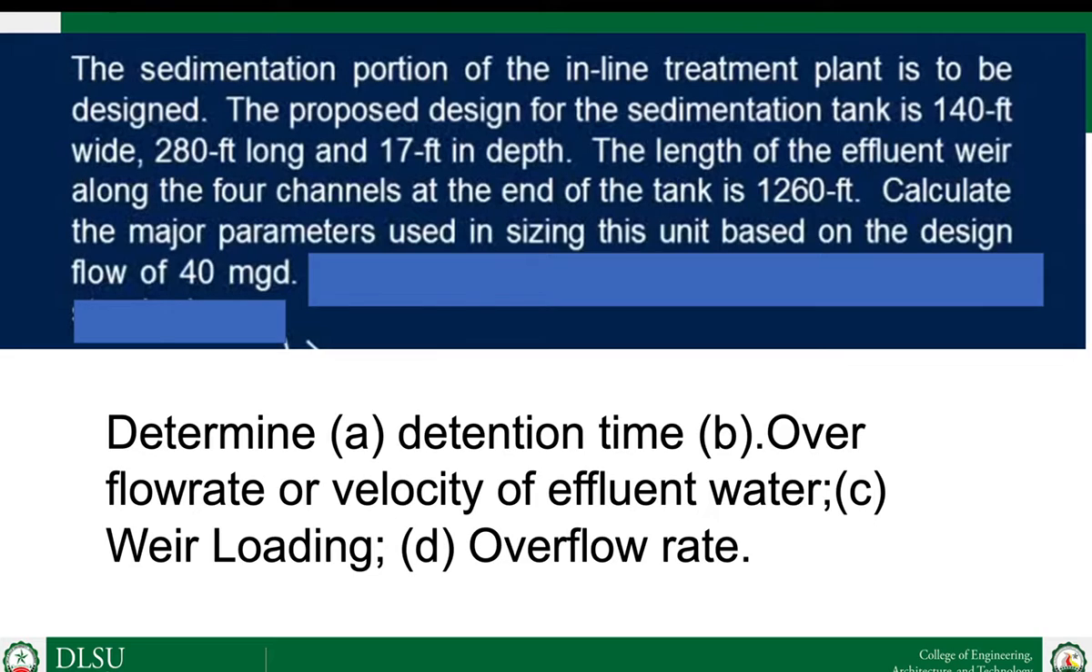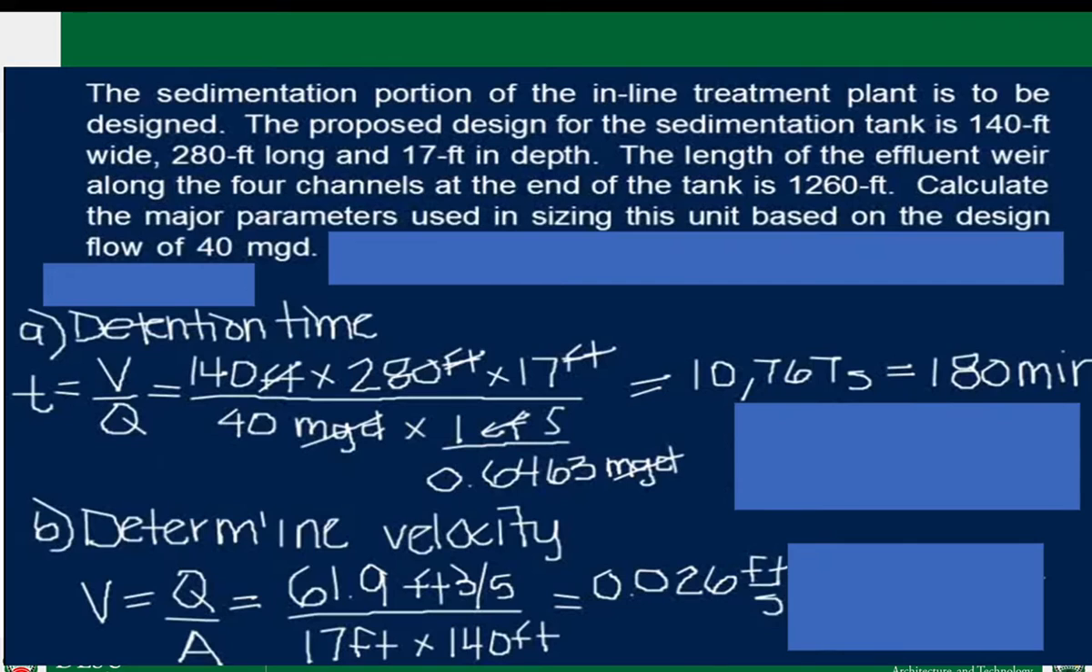So again, what is asked in the problem is the detention time, the overflow rate or the velocity of effluent water, the weir loading, and the overflow rate. To solve for the detention time, that is equal to V over Q. It is stated in the problem that the tank is rectangular, since the given dimensions are the width, length, and depth of the tank. So we multiply 140 feet times 280 feet times 17 feet, divided by Q, which is equal to 40 million gallons per day.